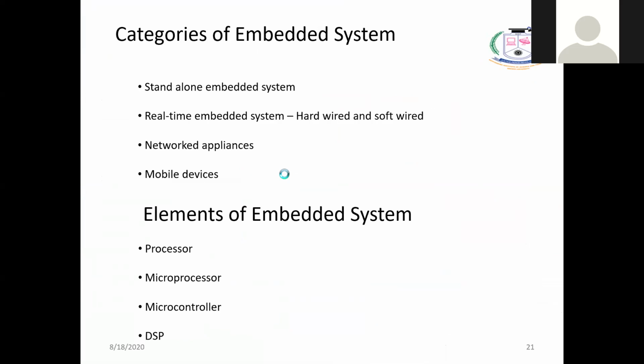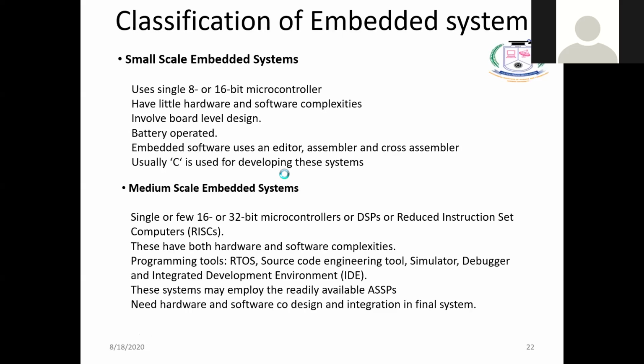In an embedded system, the main hardware is our processor. Our processor may be a microprocessor, a microcontroller, or a DSP processor, that is, a digital signal processor. So any processor I can use: microprocessor, microcontroller, DSP processor. These are the elements of the embedded system.